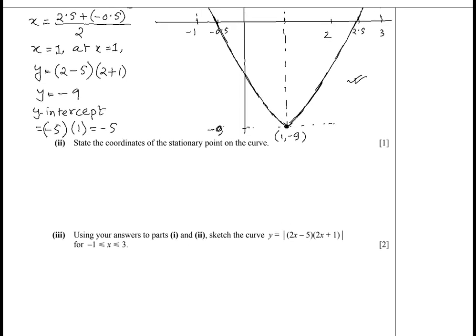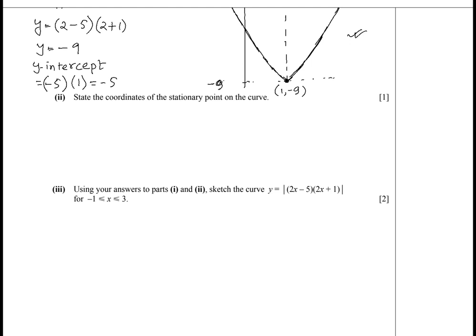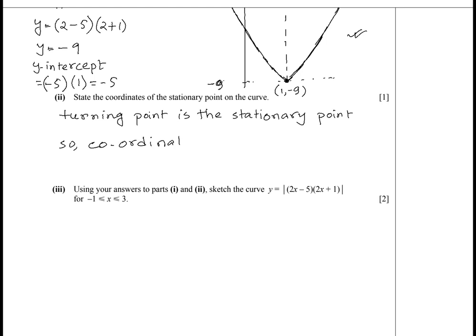Let's move on to the second part of the question. Here we have to state the coordinates of the stationary point. As we know, stationary points occur at the turning points, so the turning point is the stationary point. Since we know the coordinate of the turning point, that is (1, minus 9), that will be the coordinate of the stationary point as well. So we can write: coordinate of the stationary point is (1, minus 9). So the second part of the question is also done.